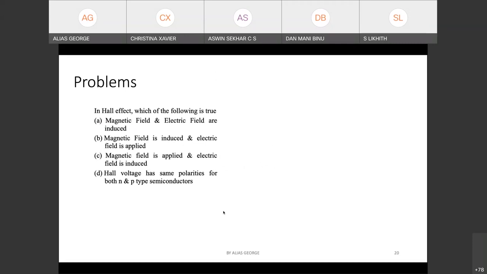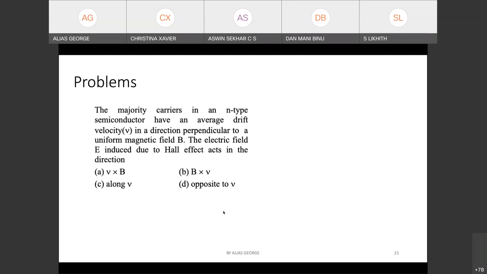So, Ligit, please read this question and answer. It's very easy, right? In the Hall effect, which of the following is true? What are we applying for the Hall voltage from our side? The magnetic field is applied, and the electric field is induced. Is that clear for everyone? Dan, hello. Yes, it's clear, Elias. So you can do this problem.